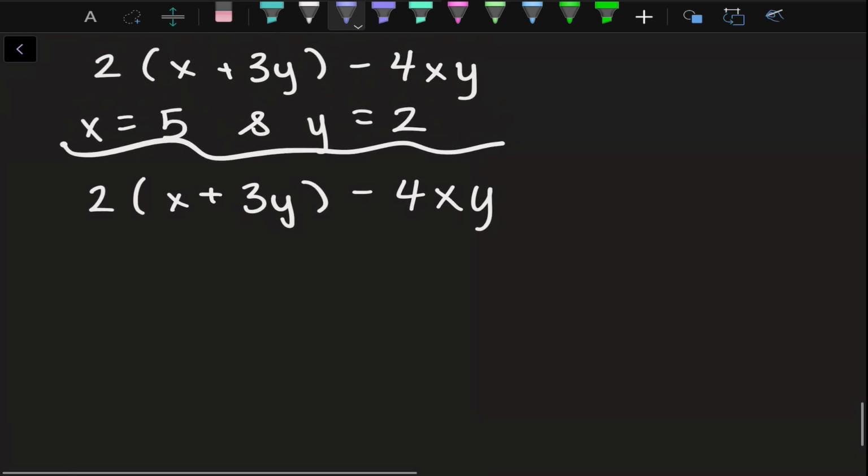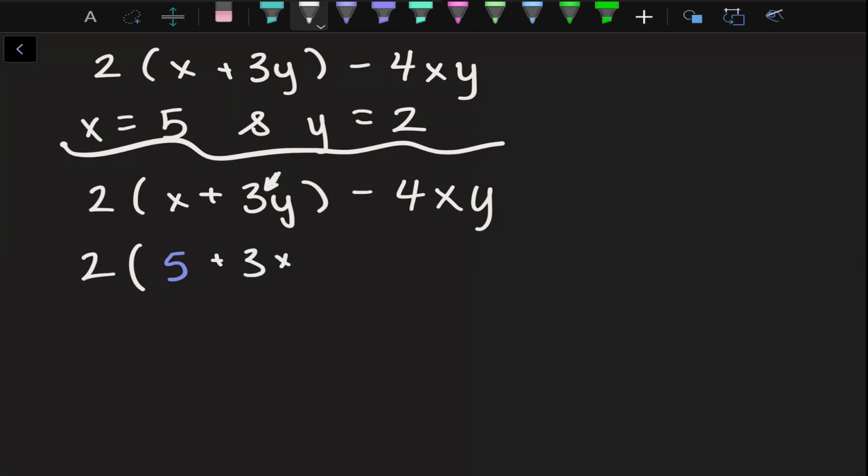Almost forgot about that. So, I have 2. This is an x, which is 5, plus 3 times, nothing in between there, 3 times 2 minus 4 times 5 times 2. Okay, perfect. So let's check our precedence.